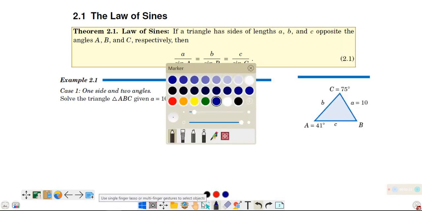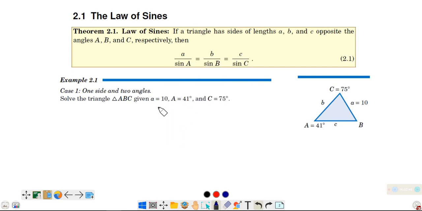Pero saan yun nanggaling? We are going to discuss the law of sines, or the proof for the law of sines, separately. Hindi natin siya i-discuss dito sa video lecture na to, kasi ang target lang natin dito ay yung paghahanap ng missing element. So, I will try my best to create the proof for the law of sines. Pero I can promise that I can upload it this week because I am loaded.